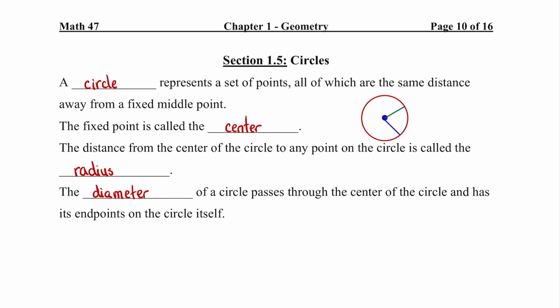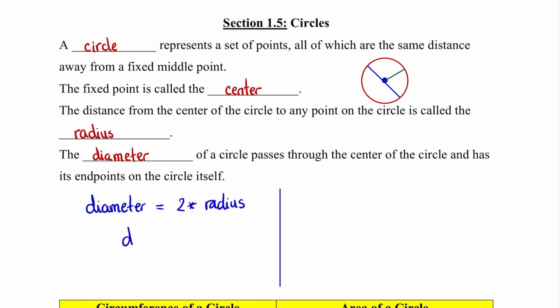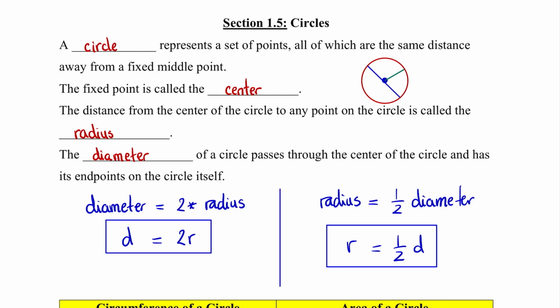Now, if I extend the radius all the way to the other side of the circle, so if I extend my blue line, this whole line is called the diameter. So radius is half of the diameter, or diameter is twice the radius. For example, if the diameter is 10, then the radius is 5. If the radius is 100, then the diameter is 200.